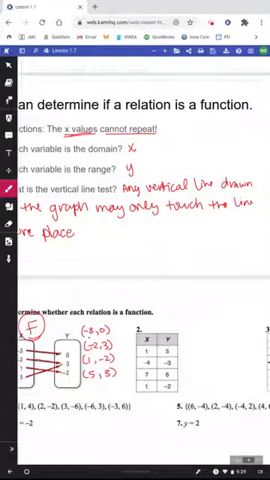Next, I'll check my table, check the x values only. So I have 1, -4, 7, 1. Notice here the 1 repeats, and so this one is a relation.